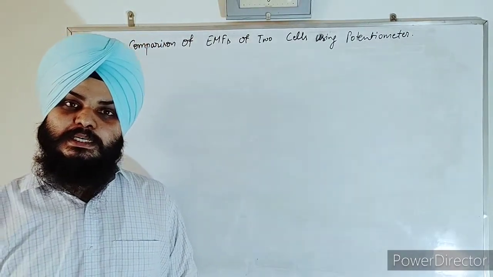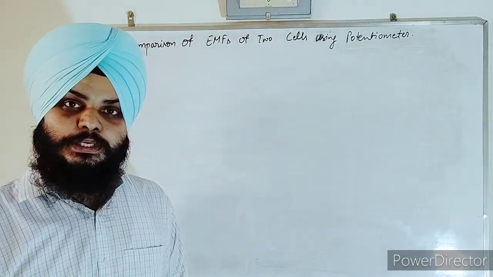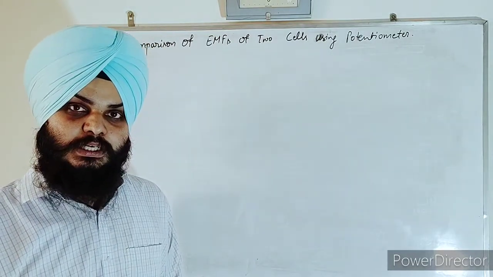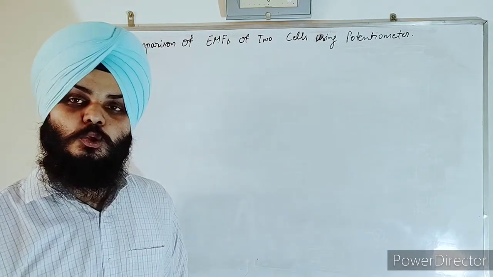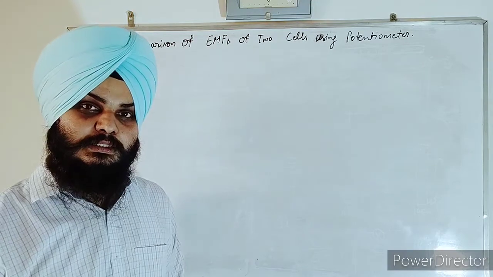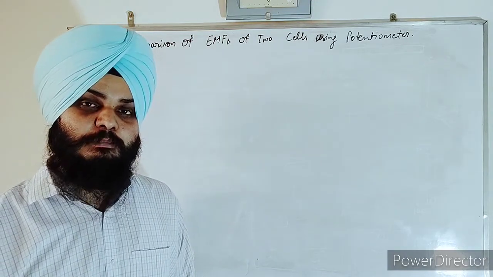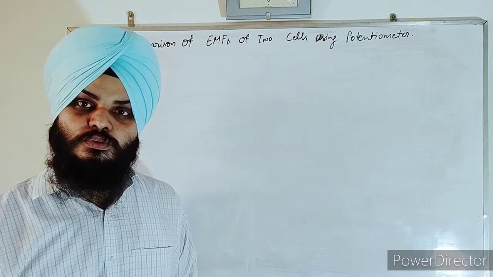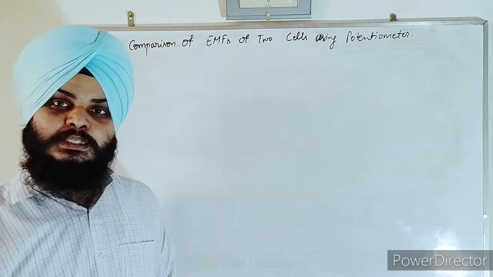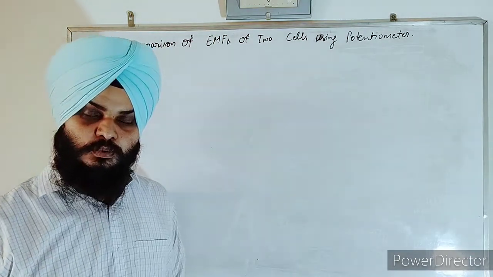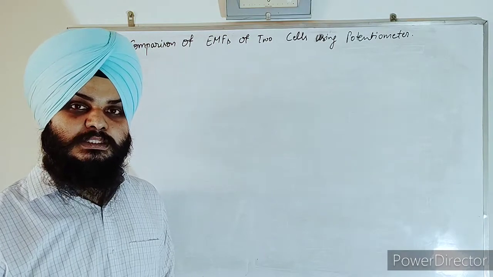Students, as I have mentioned before, the main use of potentiometer is where there is very small potential difference. Now we consider the case of a cell in which we have to find the EMF. As we know by the definition of EMF of a cell, it is the potential difference between the two terminals of the cell when no current is drawn from the cell.